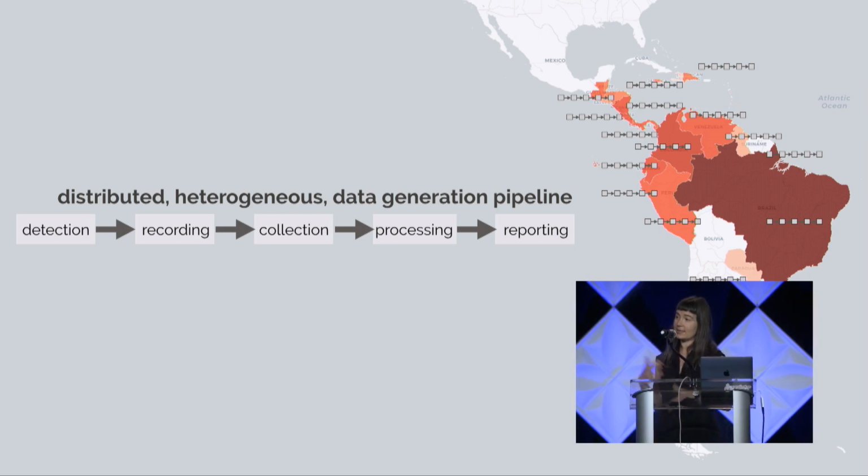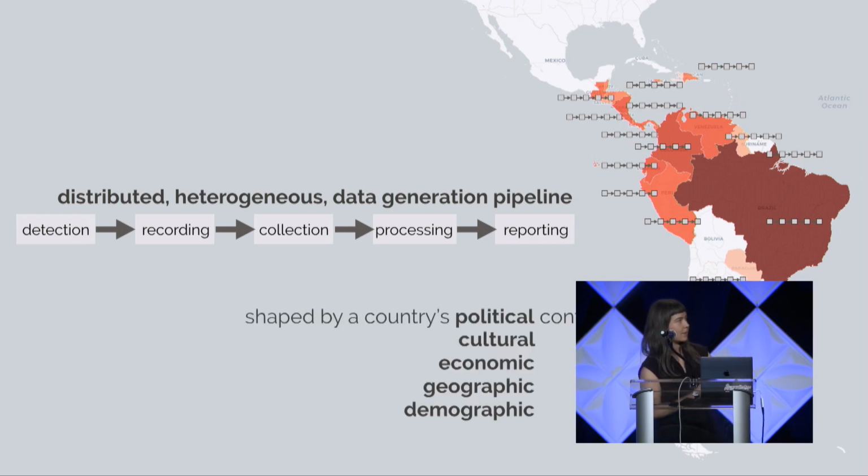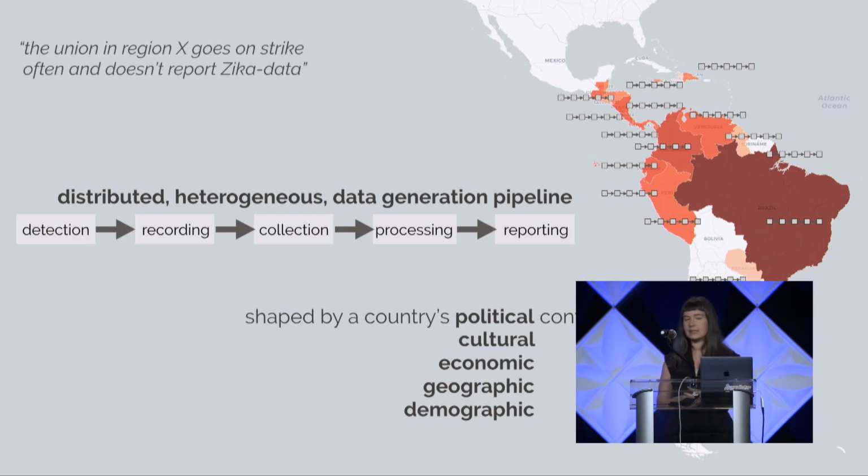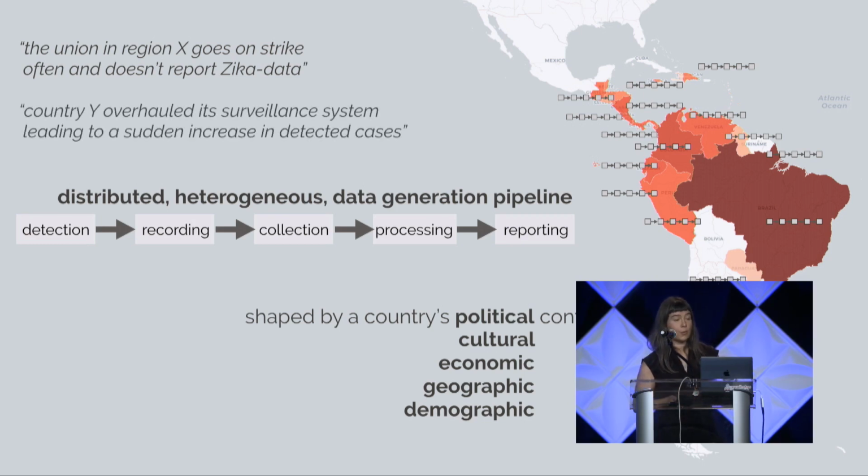And now, all was not lost. So even though these problems with the data were not included in the data set, the experts working with it had deep and intimate knowledge about them. And these discrepancies, it turns out, were shaped by the individual country's political, cultural, economic, geographic, and demographic contexts. And so we'd get discrepancies like, the union in Region X goes on strike often and doesn't report Zika data. Or, country Y recently overhauled its surveillance system, leading to a sudden increase in detected cases.